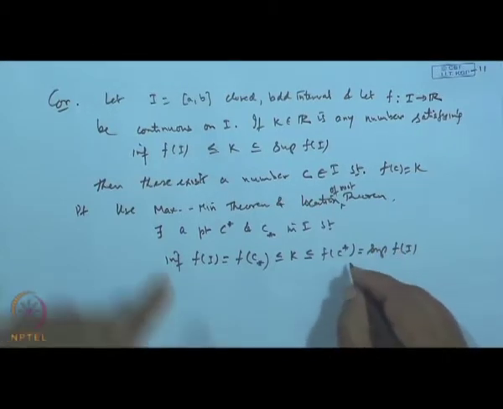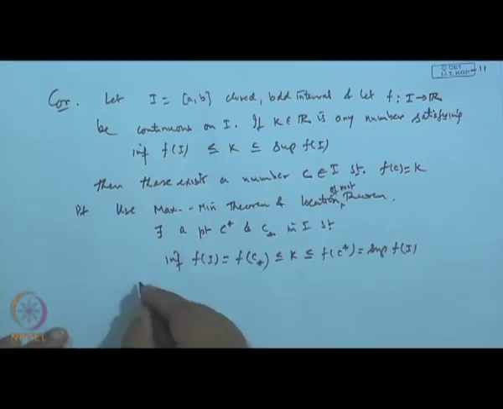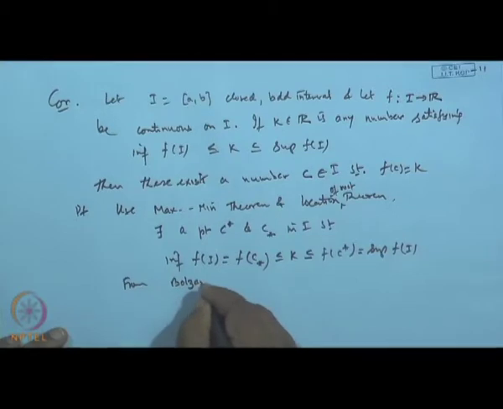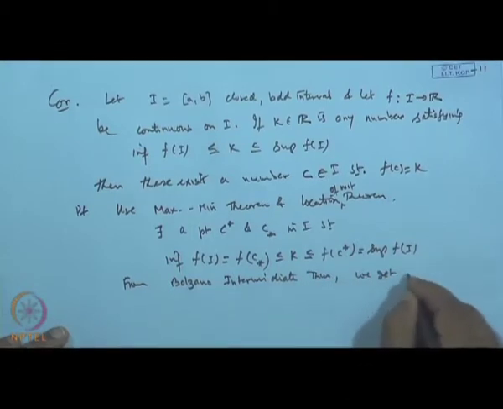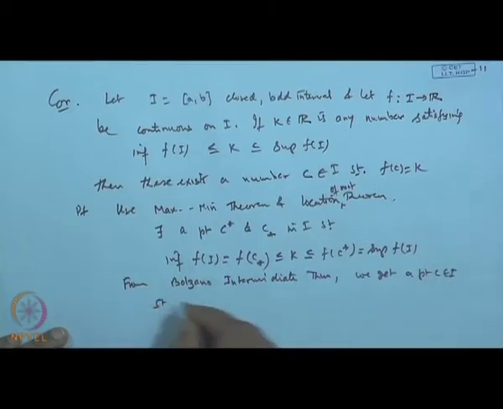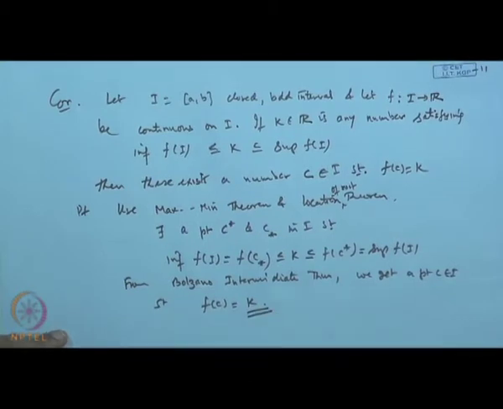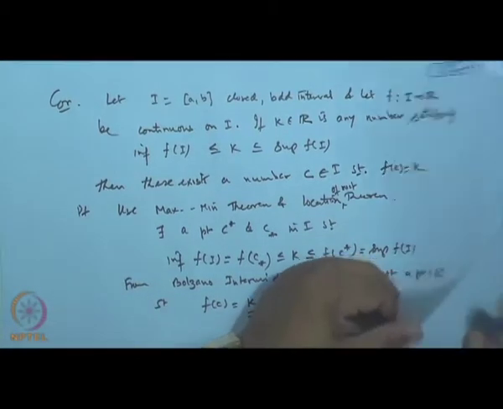Now, the conclusion follows from the Bolzano relation. So, from the Bolzano intermediate theorem, we get a point C belonging to I such that the value of the function at the point C is k, and that proves the result.